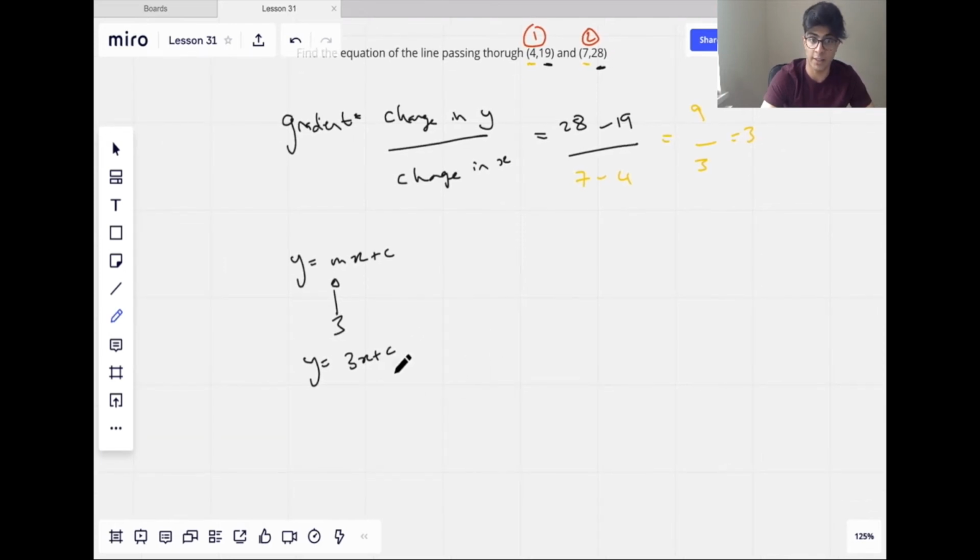We can find c. So remember how I said the equation of a line satisfies all the points on that line. It's true for all the points on that line. So that means when you plug (4, 19) in or (7, 28) in, you should get this to be true. So if y is 19, that is equal to 3 times 4 plus c, so we can just rearrange this and solve.